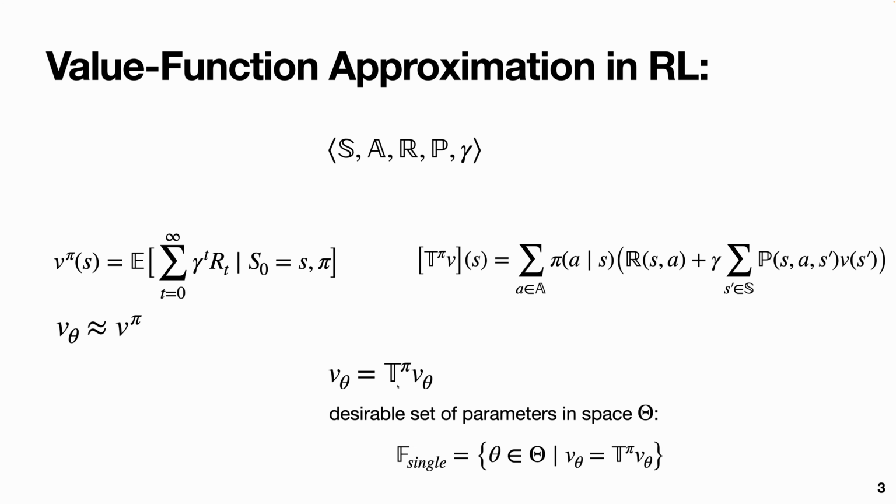And what we really aim to do is to find this parameter theta where this equality holds, right? So we want the value function, when we apply the Bellman operator to this approximate value function v theta, to get the v theta vector back. And to be slightly more precise, this is the desirable set of parameters in the space theta that we are chasing. We call this F single for a reason that becomes obvious momentarily.